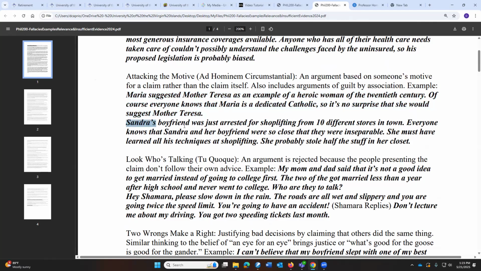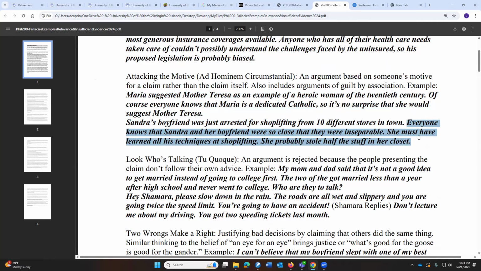Another example, Sandra's boyfriend was just arrested for shoplifting from 10 different stores in town. Everyone knows that Sandra and her boyfriend were so close that they were inseparable. She must have learned all his techniques at shoplifting. She probably stole half the stuff in her closet.